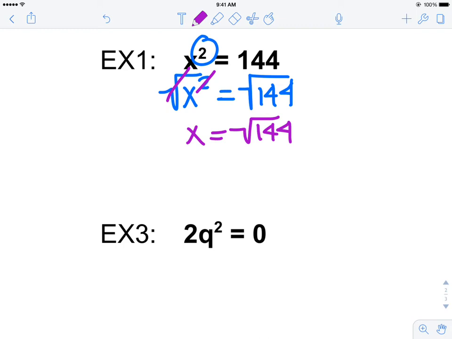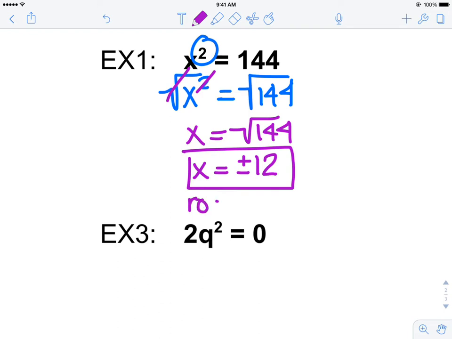Now I need to think, okay, what's the square root of 144? And I know that the square root of 144 is positive or negative 12. These are my solutions. Those are my roots right there.